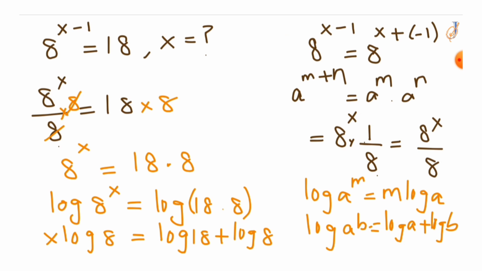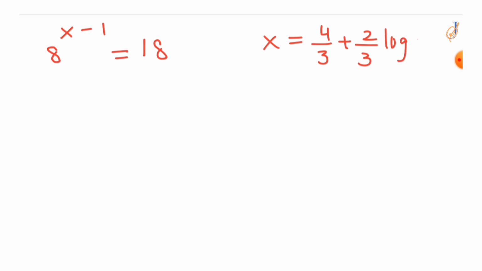So what is our given expression? 8 raised to power of x minus 1 is equal to 18. Let's take the left hand side and we are going to prove that it is going to be 18. So what is our x value? Our x value is 4 over 3 plus 2 over 3 log 3 with base 2.